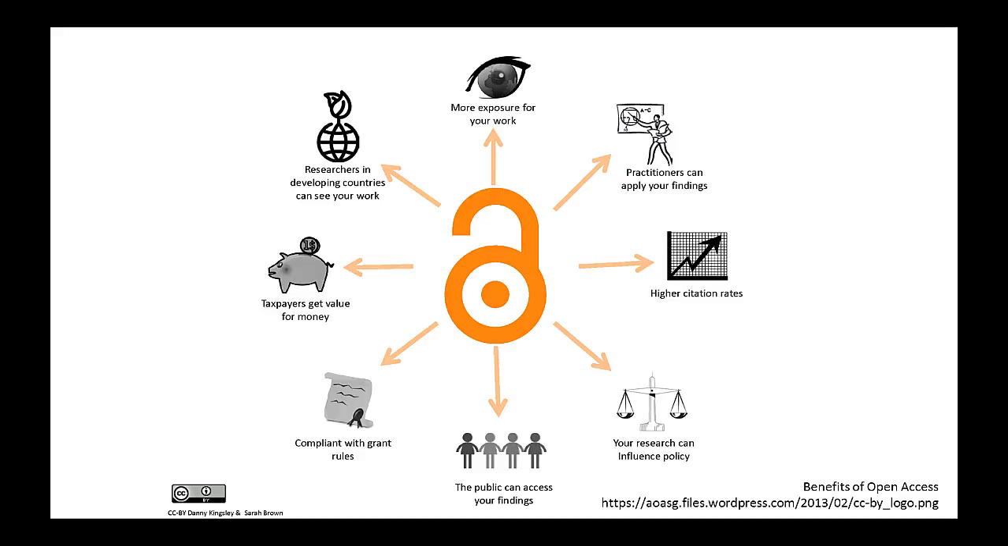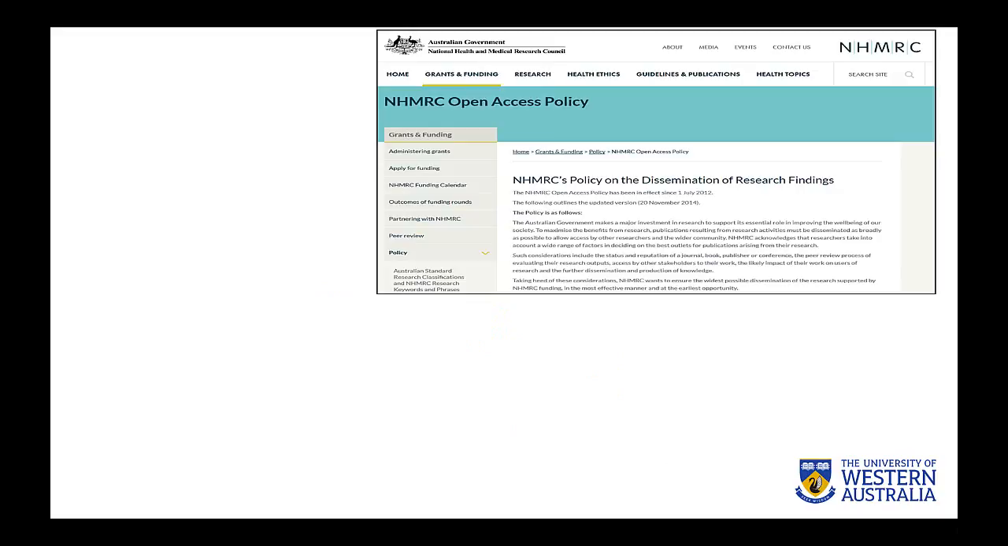In the last few years, Australian funding bodies have recognised the local and international benefits of wide distribution and access to publicly funded research. As a result, the National Health and Medical Research Council, or NHMRC, and Australian Research Council, ARC, have introduced open access mandates for publications arising from their funding. So what does this mean for you?